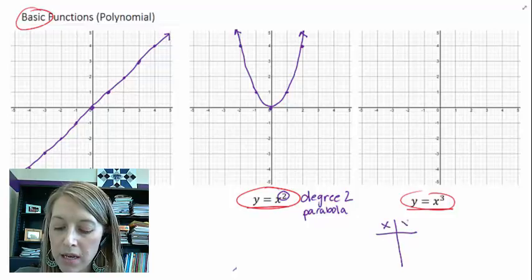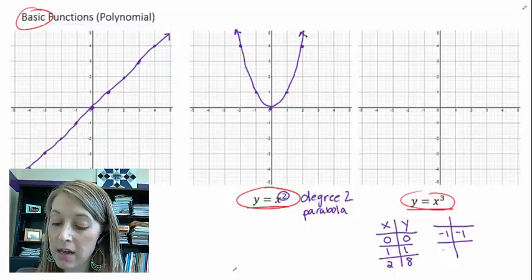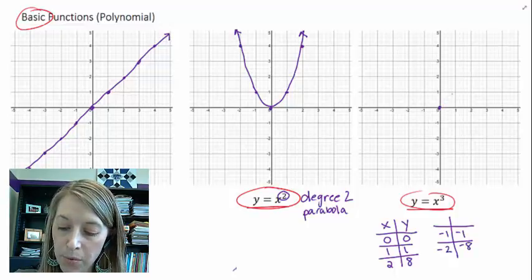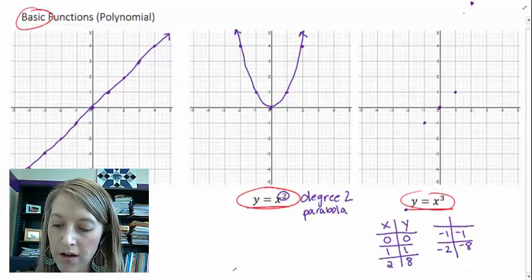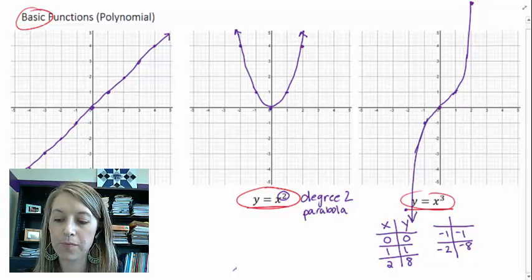If I plug in 0 for x, what do I get out for y? That's 0. If I plug in 1 and cube it, I get out 1. If I plug in 2 and cube it, I get out 8. What happens if I plug in negative values? If I plug in negative 1 and cube it, I get out negative 1. Negative 2 gives me negative 8. Hopefully these points are enough to give you a general shape of the graph. If we connect the dots here, we get this image that looks like this.